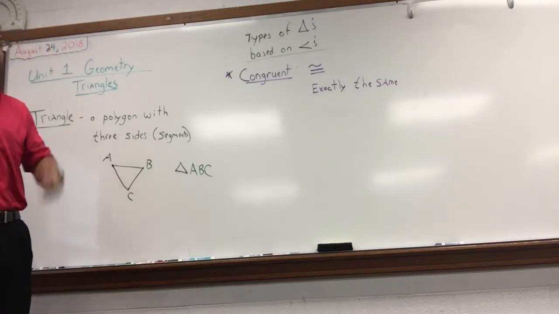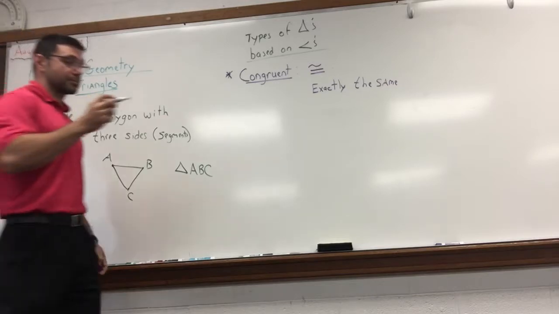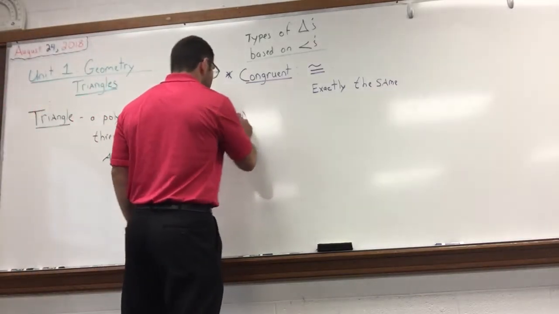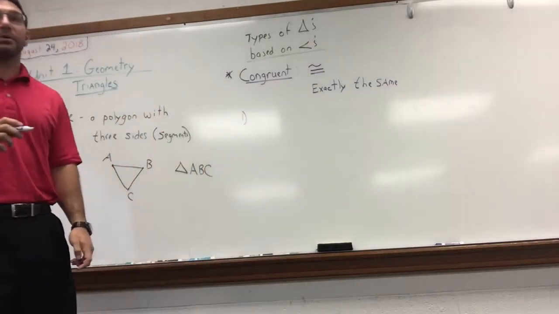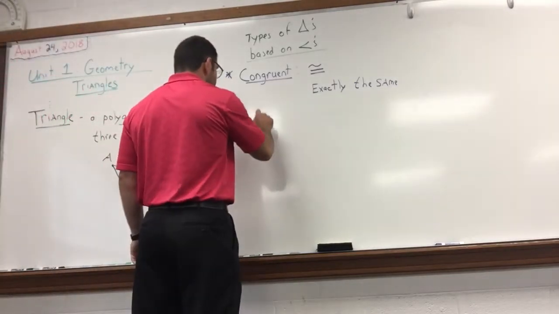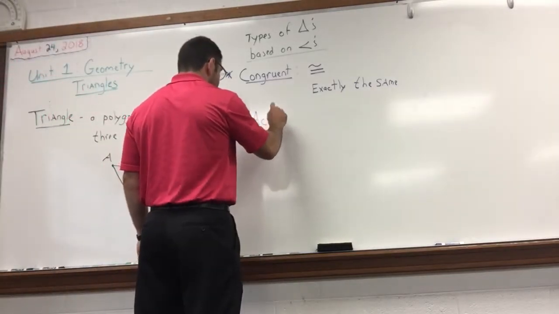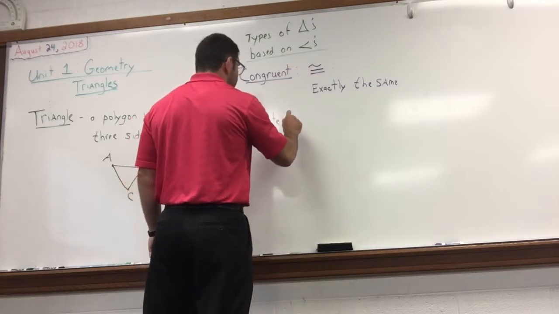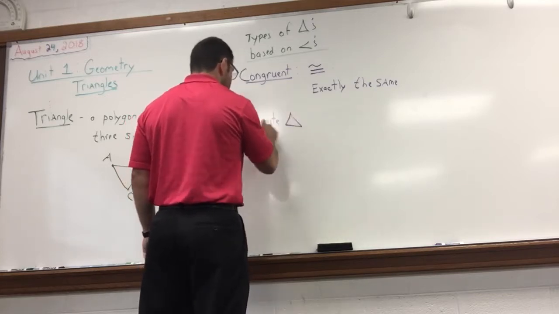Now we're going to learn about the angles. The first type of triangle we have, based off of the angles, is an acute triangle.